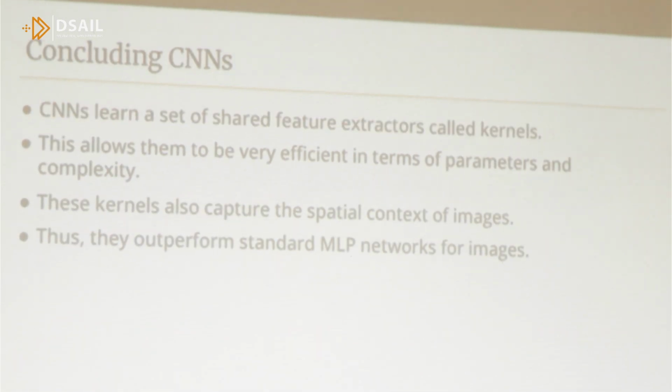So concluding, CNNs learn a set of shared feature extractors called kernels. This allows them to be very efficient in terms of parameters and complexity, and these kernels also capture the spatial context of images. Thus, they outperform standard MLP networks for images. So that has been CNNs, and you can do research on them now. There are standard models that have been defined, things like EfficientNet, MobileNet, and all those kinds of networks. Research has been done on them. I largely work with EfficientNet. I'm not looking into MobileNets, but they are interesting architectures. You can have a look at them.